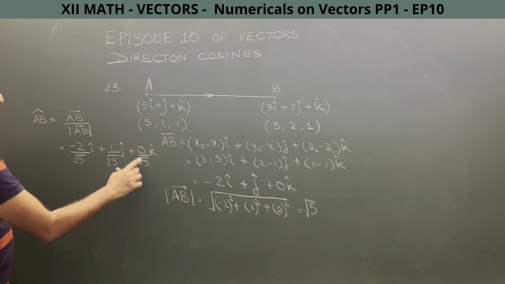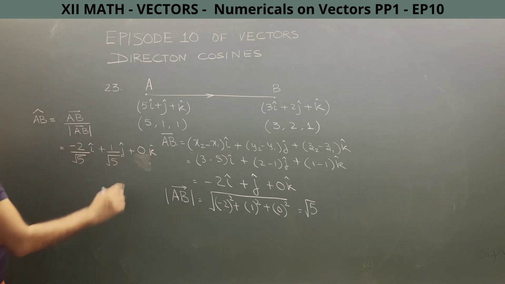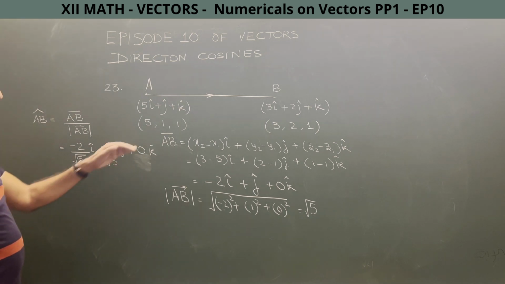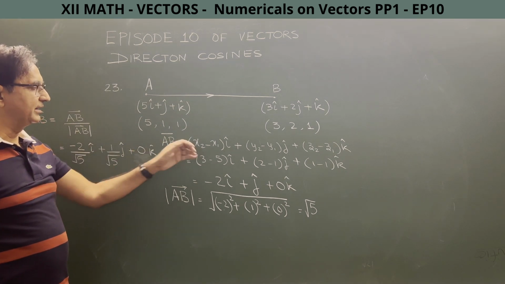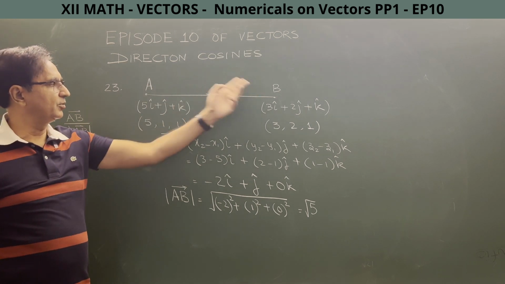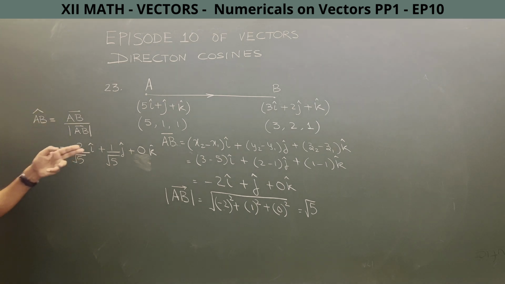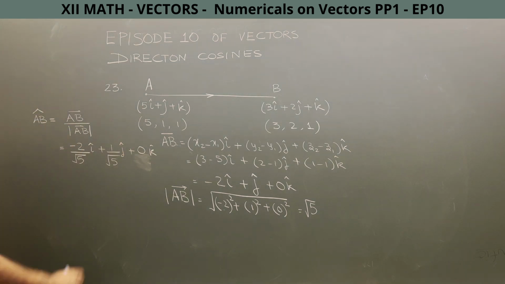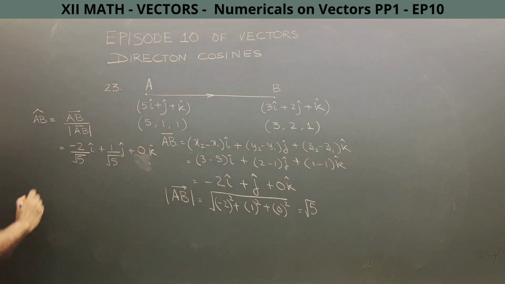What is 0 by root 5? 0 only. So you can just simply write it like this. What you have done is first made a vector AB, because you are not given vector AB, you are given the position vector of A and B. So vector AB is position vector of B minus position vector of A, then you find its magnitude, you divide the vector by its own magnitude and you separate out the terms. The coefficients of I, J and K are nothing but your direction cosines.